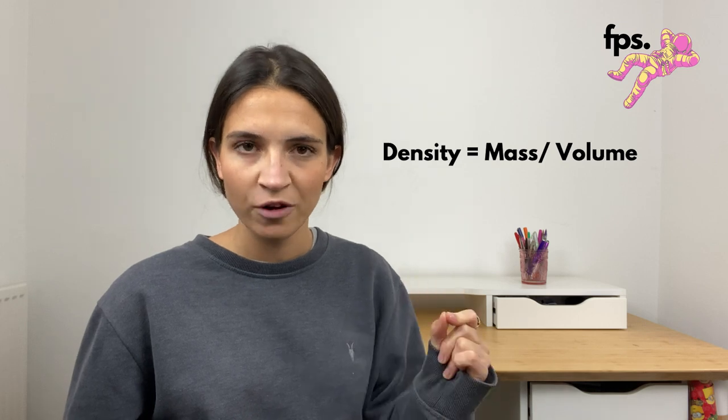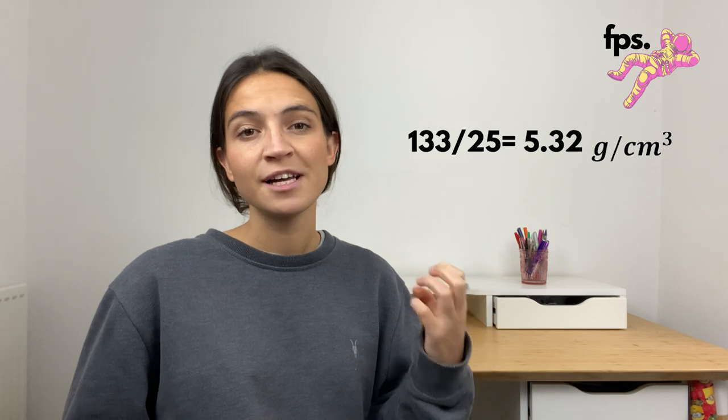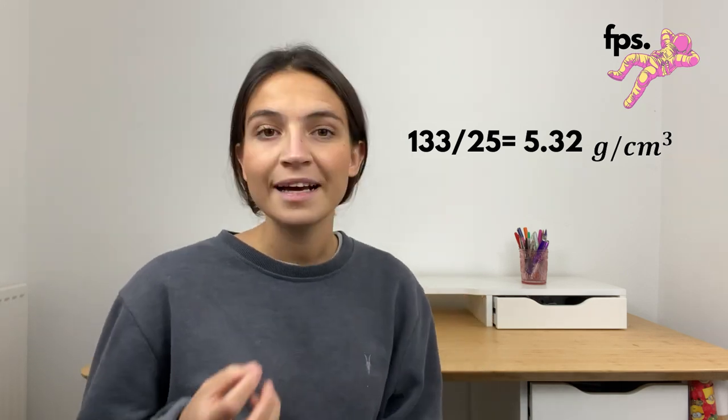Now we need this very useful piece of information. 1 millilitre is equal to 1 centimetre cubed. So 25 millilitres is 25 centimetres cubed. Okay, time for the calculation. My density is my mass over my volume. So 133 grams divided by 25 centimetres cubed is equal to 5.32 grams per centimetre cubed.